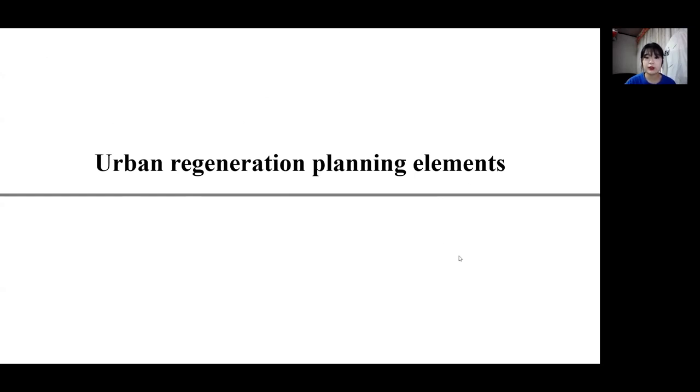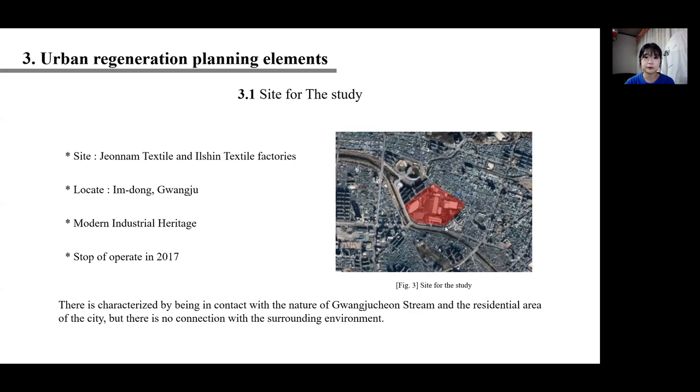Next, urban regeneration planning elements. The target site of this study is the site of Jeonnam Textile and the Ilsin Textile Factory, located in Imdong, Gwangju. And it is a modern industrial heritage that stopped operating in 2017. It is characterized by being in contact with the nature of Gwangju-cheon stream and the residential area of the city, but there is no connection with the surrounding environment.